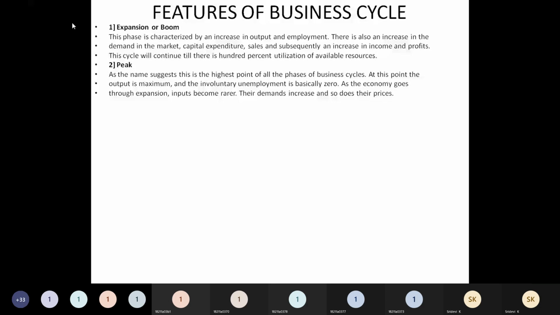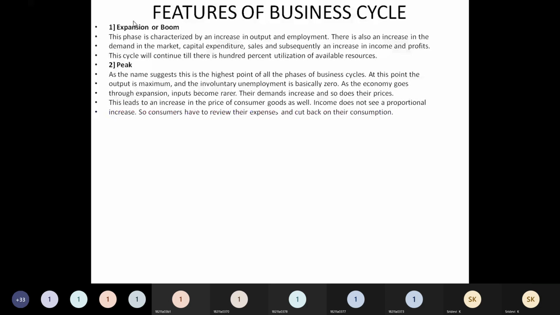So features means you are going to write about the same points. I am not going to repeat. You can write about all these things. So instead of peak, you can call it the maturity stage. So at this stage, the consumer goods, maybe the price of the consumer goods will be increasing.